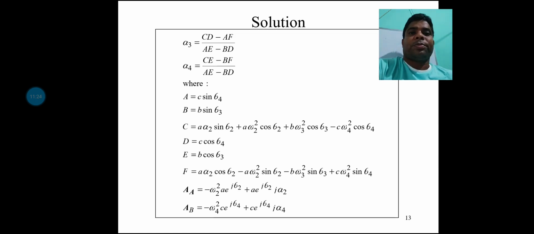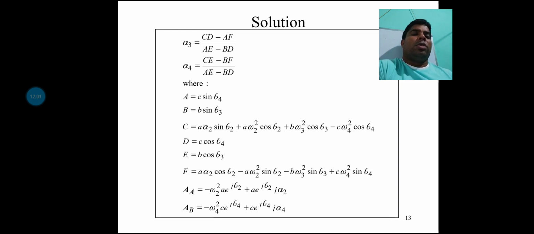So c is equal to a alpha 2 sine sigma 2 plus a omega 2 square cos sigma 2 plus b omega 3 square cos sigma 3 minus c omega 4 square cos sigma 4. So here d is equal to c cos sigma 4 and e is equal to b cos sigma 3.